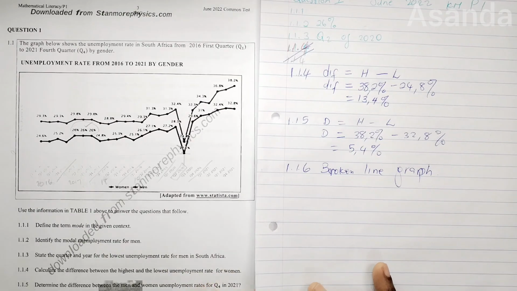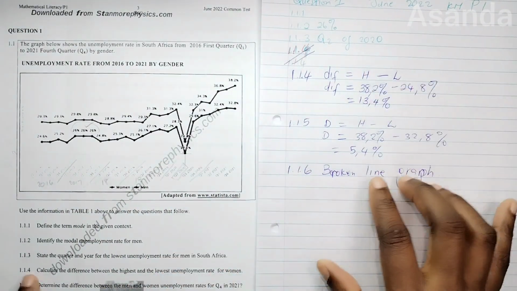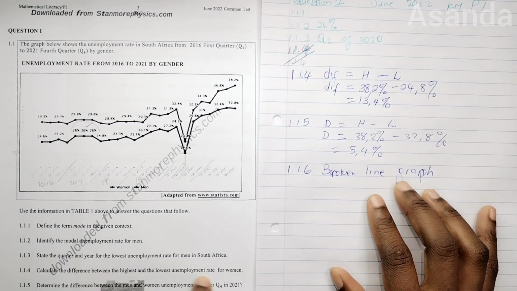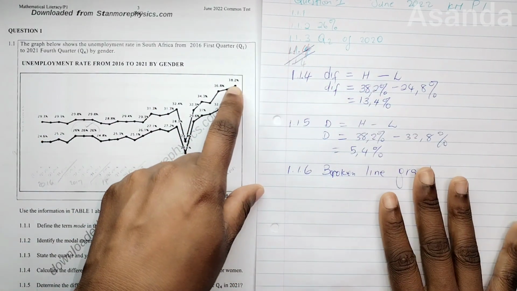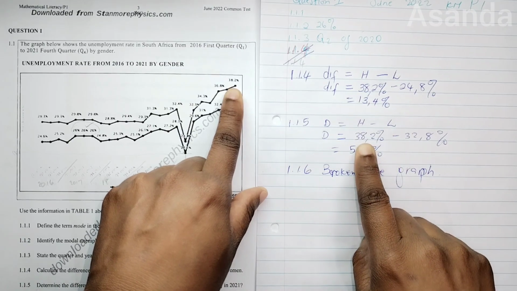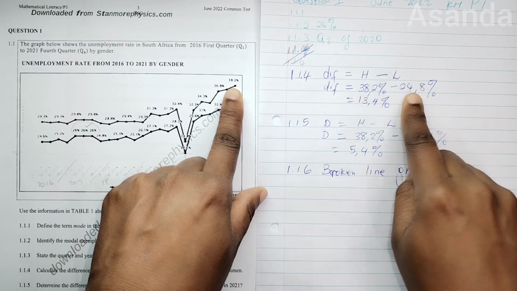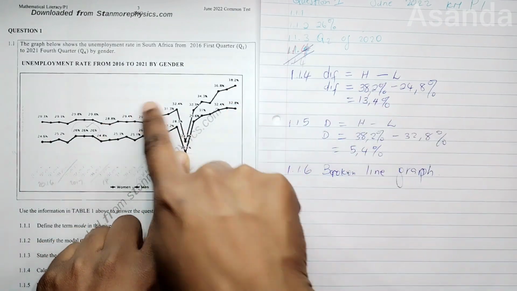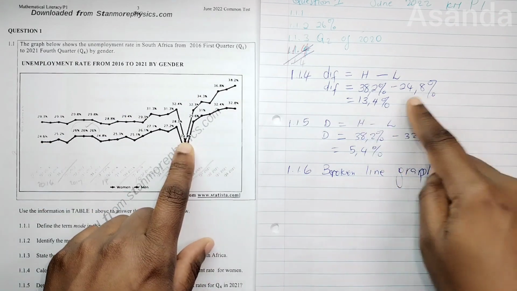I paused the camera to get a different pen and I forgot to unpause it. So let's go again. 1.1.4 is calculate the difference between the highest and the lowest unemployment rate for women. The women graph is that one, and the highest rate is 38.2. The difference is equal to highest minus lowest, so 38.2 minus 24.8, which is the lowest there on the graph. You see that graph dips there, so that'll be the lowest value.